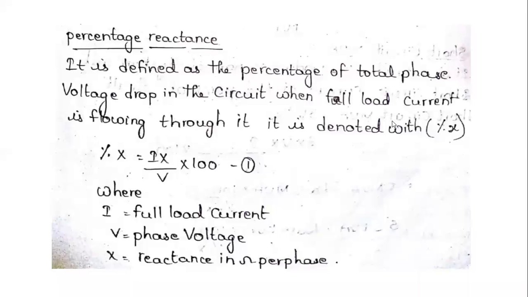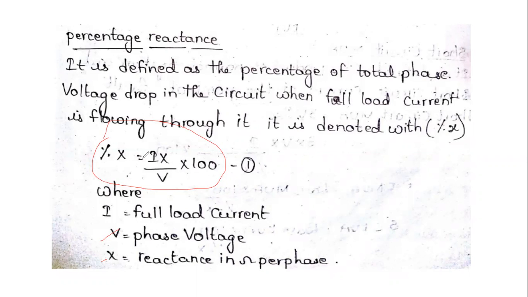It is denoted by percentage X. Therefore, percentage X is equal to Ix by V into 100. I is the current flowing through that circuit and X is the reactance and V is the voltage. I is the full load current, V is the phase voltage and X is the reactance. This is the percentage reactance formula.